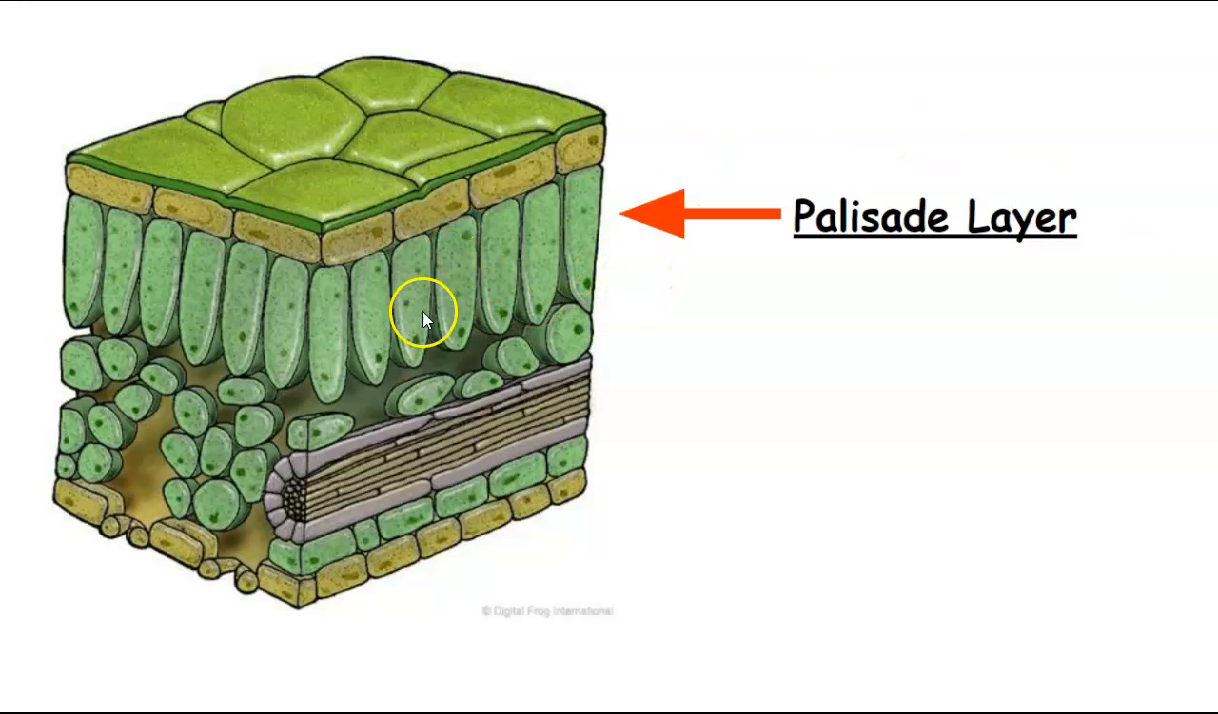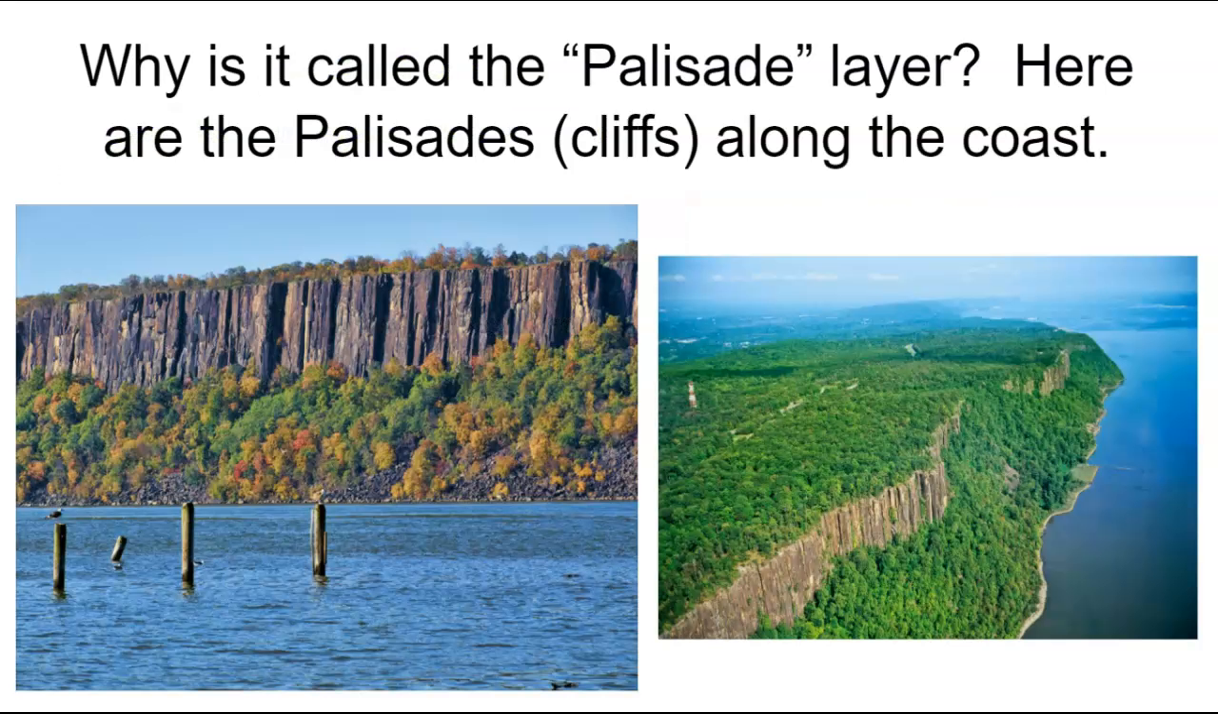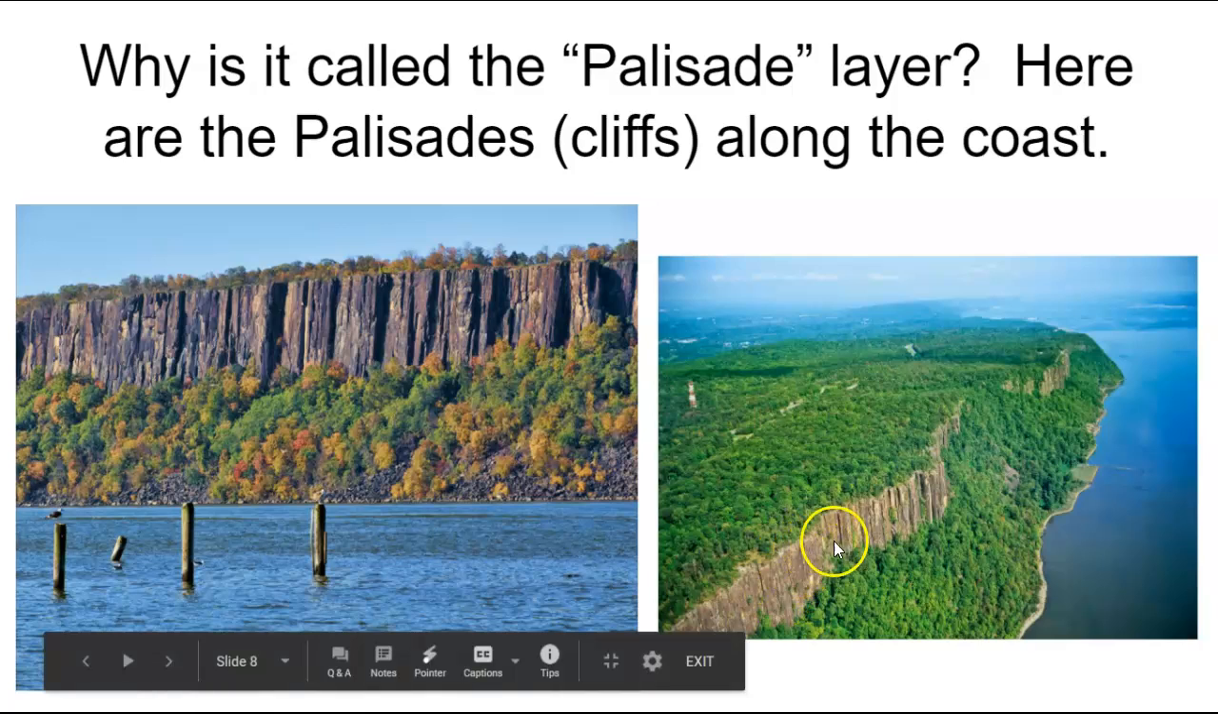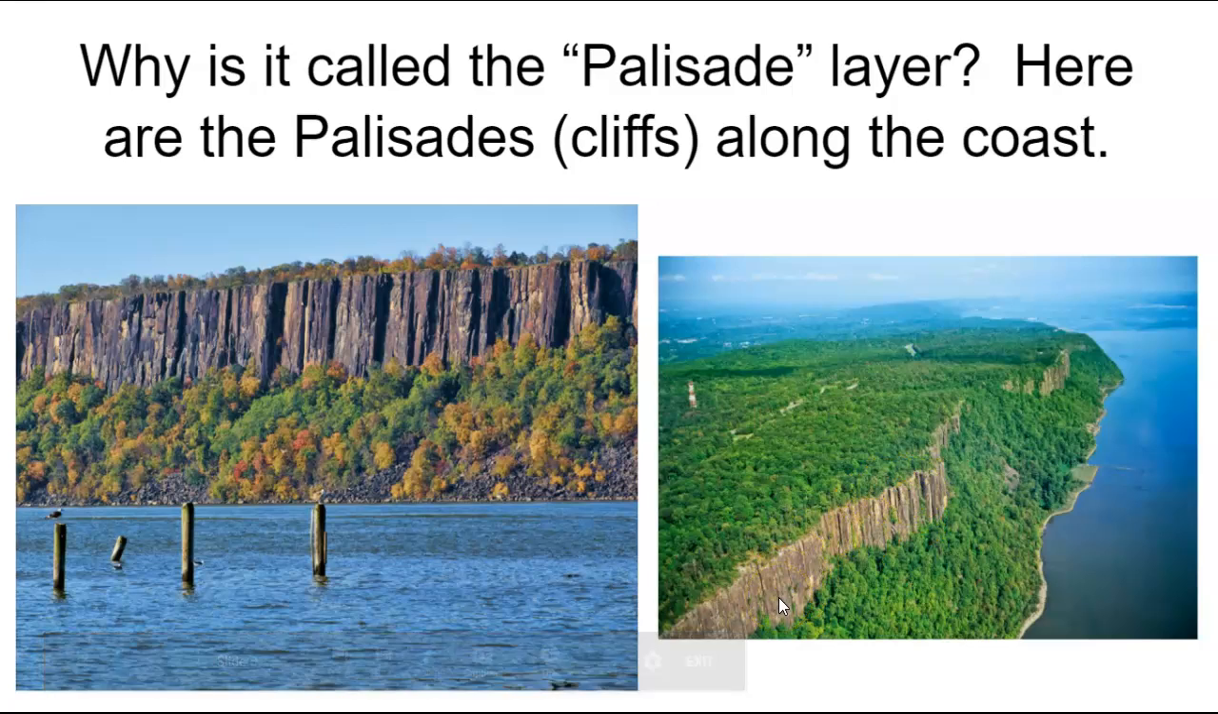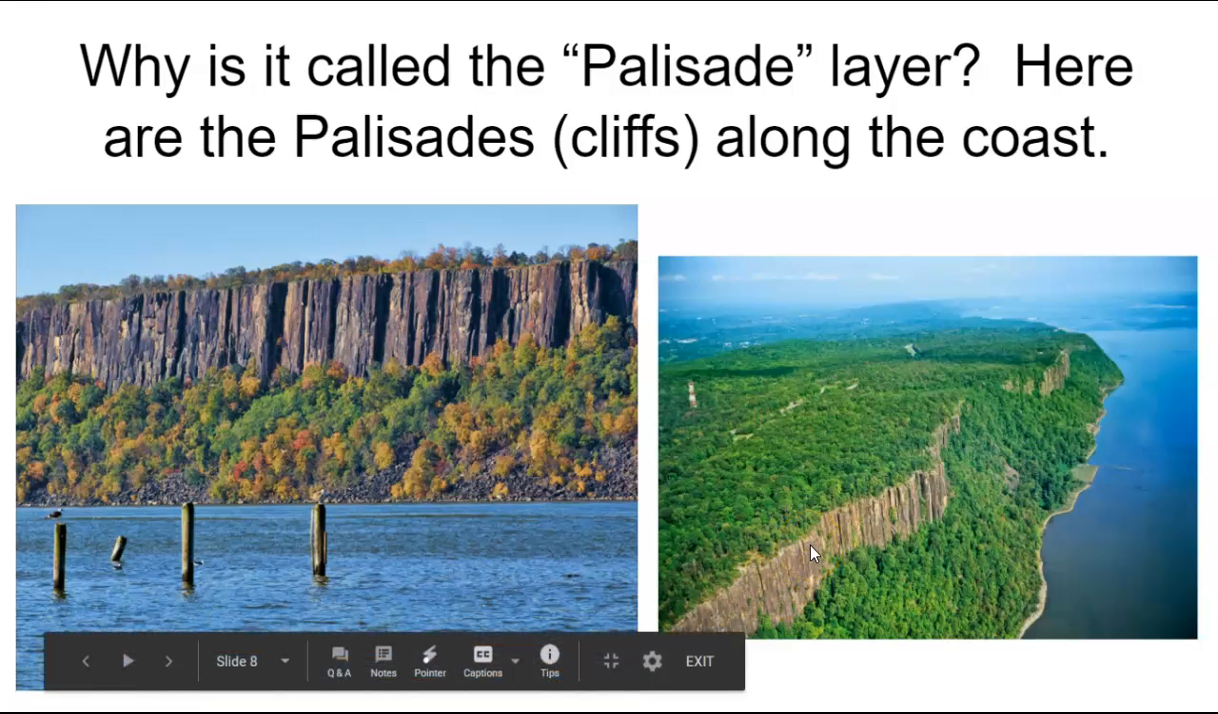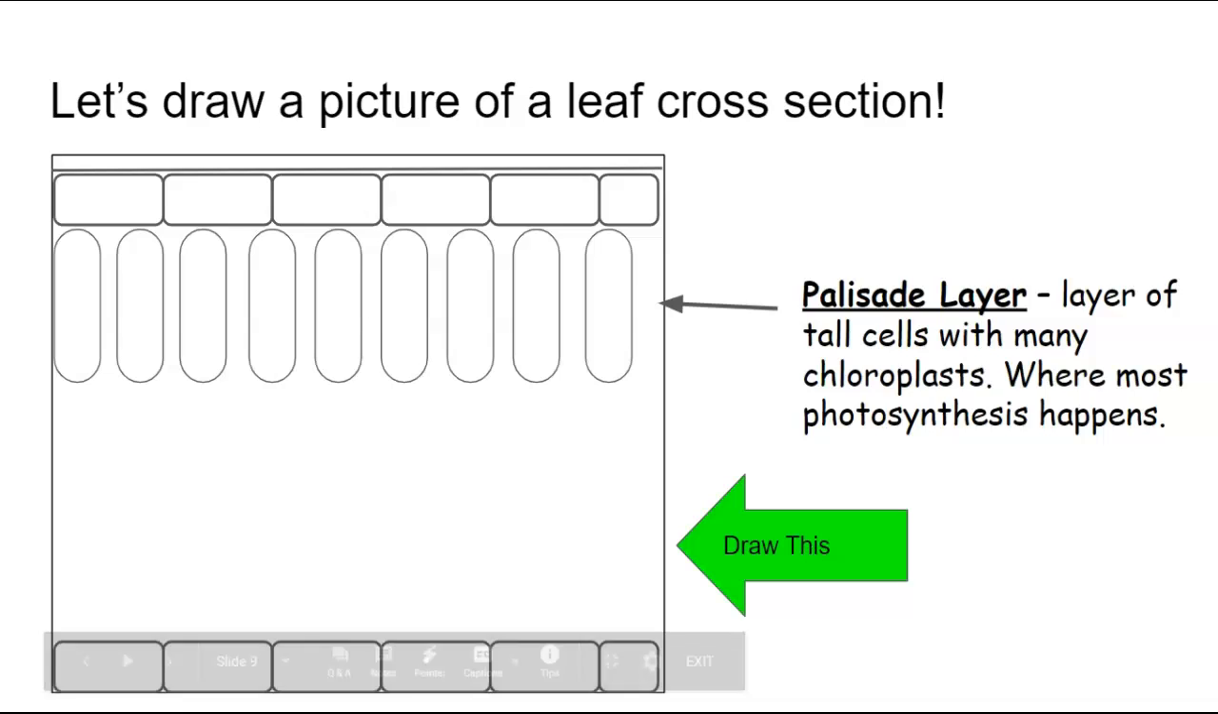Next up, we've got these tall, skinny guys here. This is called the palisade layer. Palisade is probably a word you haven't heard that much. I know I hadn't heard of it. So why is it called the palisade layer? Well, these cliffs are called the Palisades, and they're along the coast. And notice how they're tall and skinny. So the scientists named them after these cliffs. So palisade kind of means tall and skinny. So we're going to draw some tall, skinny cells in our drawing.